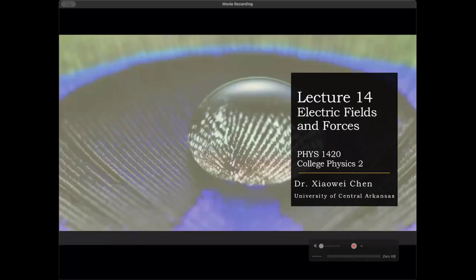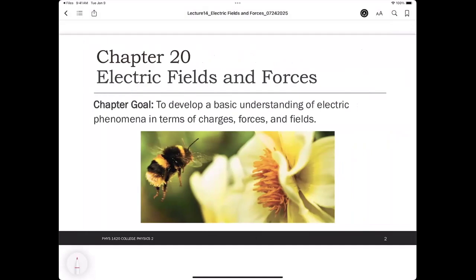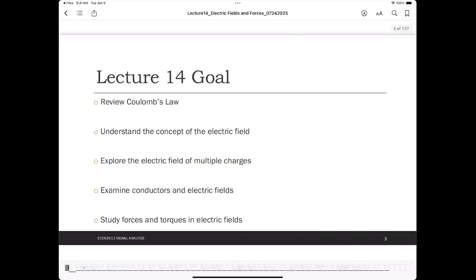Okay, let me share my screen. Last class we talked about the goal for chapter 20. In this chapter, we mainly focus on developing a basic understanding of electric phenomena in terms of charges, forces, and fields. In last class we talked about charges and forces. In this class, we mainly focus on fields. Let's continue. This is today's goal.